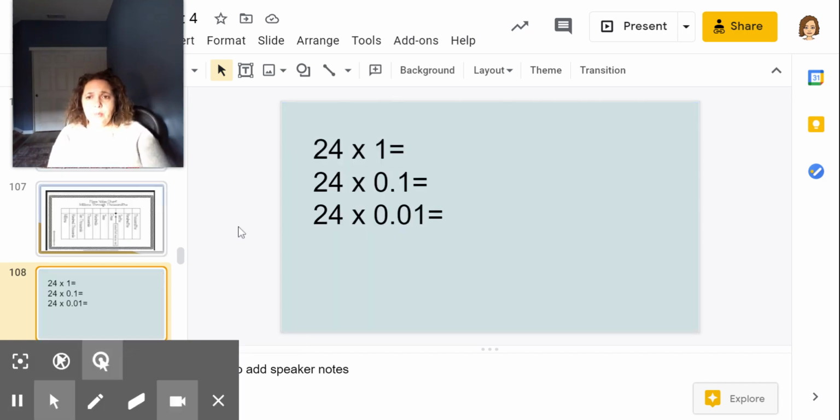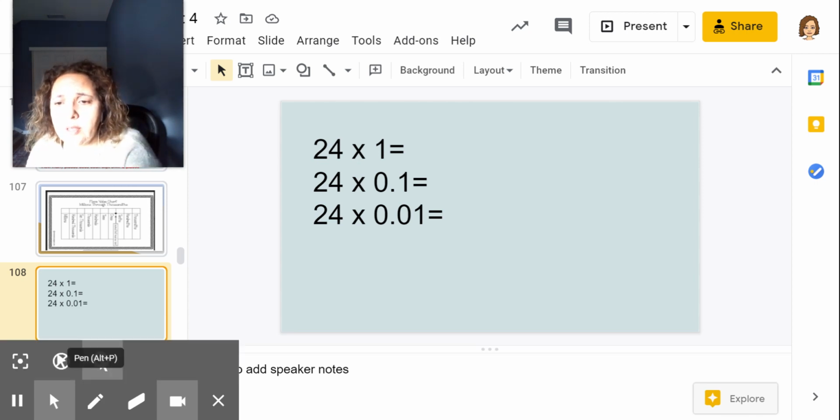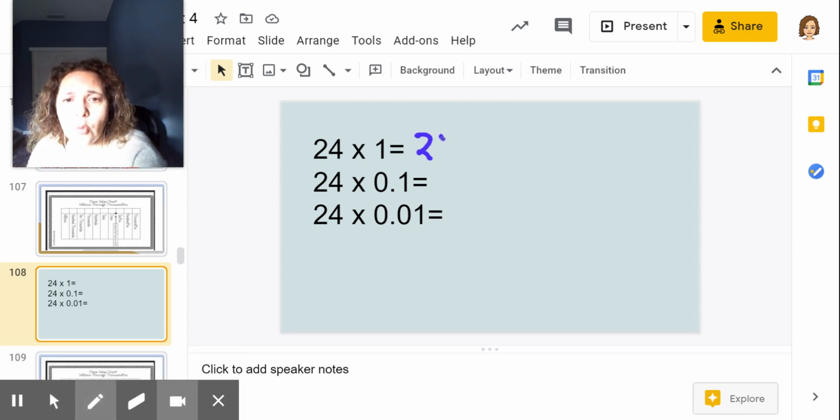Okay, let's look at some other examples. So 24 times 1, 24 times 1/10, 24 times 1/100th. So think about it, right? 24 times 1, I think we all know what that is, right? 24 times 1 is what? It's 24, right? Okay, so 24 times 1/10, what's going to happen to the digits? They're going to shift, right? How many places? One place to the right. So I'm going to show you what it looks like on the place value chart, but I'm also going to show you a shortcut to this, okay? So you don't have to use a place value chart all the time.